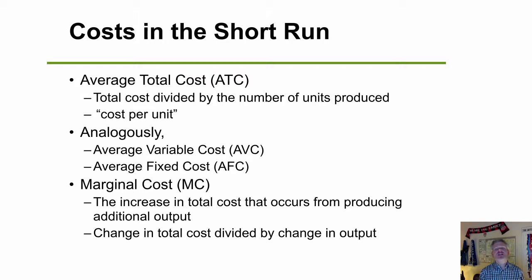So it's the change in the total cost divided by the change in the output, right? Notice, this was just the total cost divided by the output. Marginal cost is how much did my total cost change? Divide that by how much did my output change, all right?